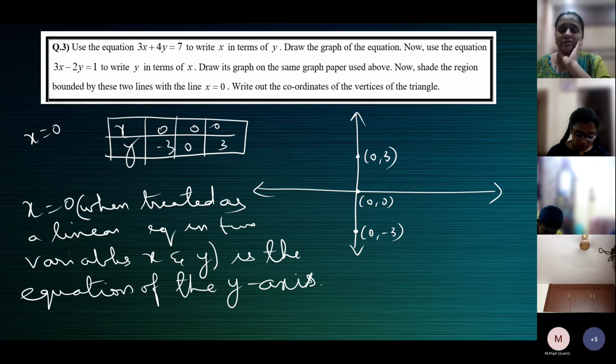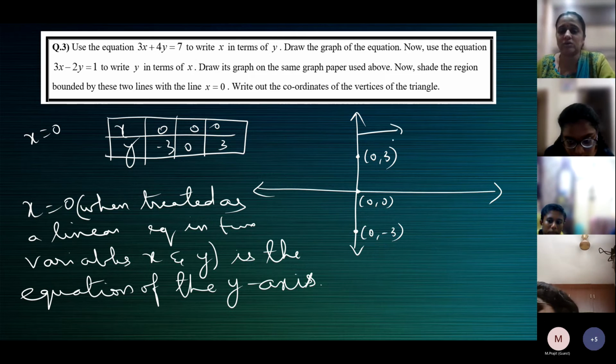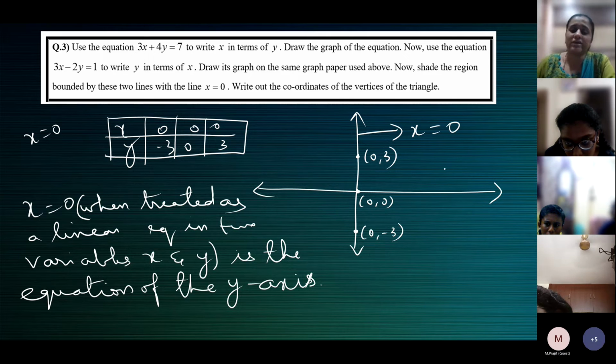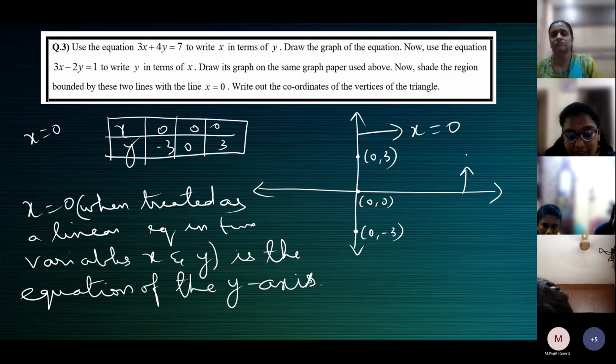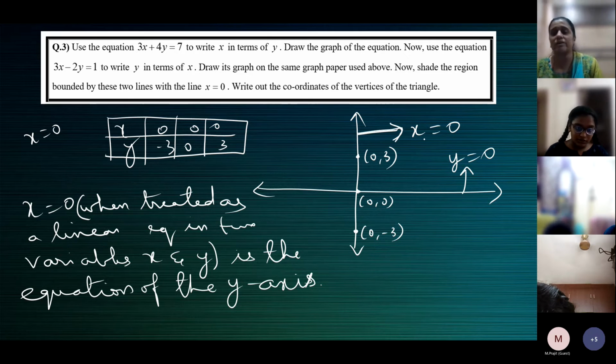So now you all can guess the equation of the x-axis. What will be the equation of the x-axis? If x is equal to 0 is the equation of the y-axis, then what will be the equation of the x-axis? Y is equal to 0. If x is equal to 0 is the equation of the y-axis, then y is equal to 0 will be the equation of the x-axis.